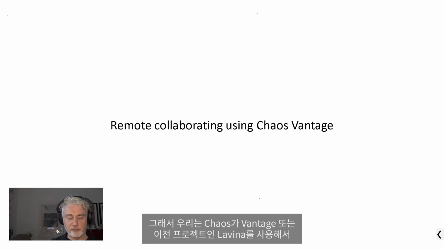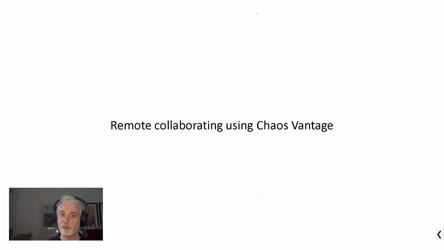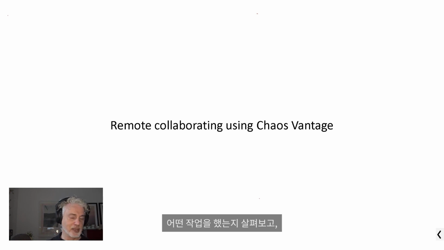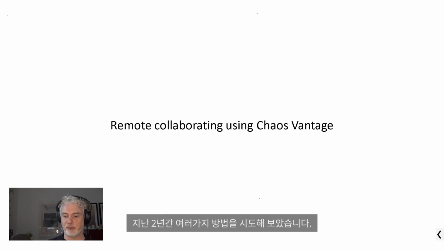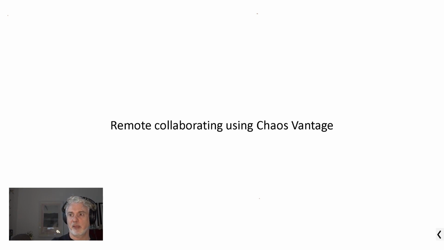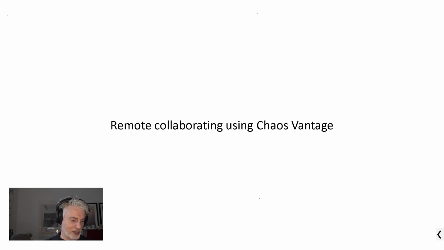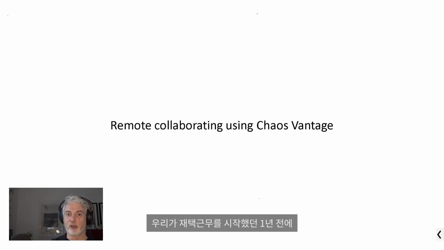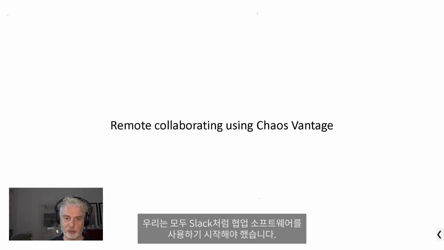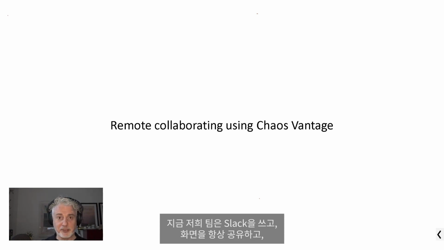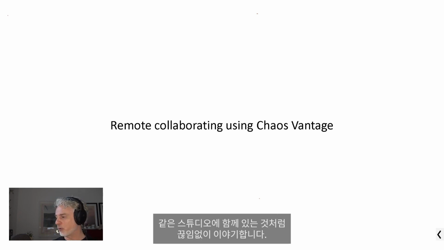So we've been looking at what Chaos have been doing with Vantage, or previously Project Lavina. We've been experimenting with that for the last 2 years. COVID has actually, if you like, projected that forward. A year ago when we all had to start working from home, we all had to start using collaborative software such as Slack. My team used Slack. We shared screens all the time. We're talking continuously as if we're in the same studio together.